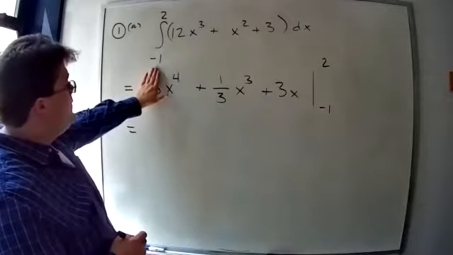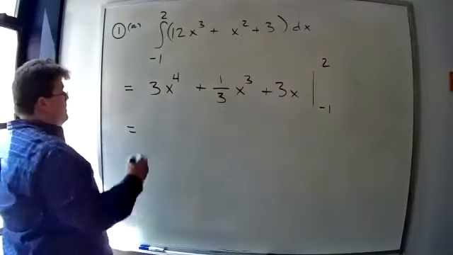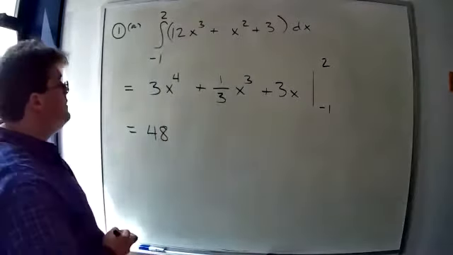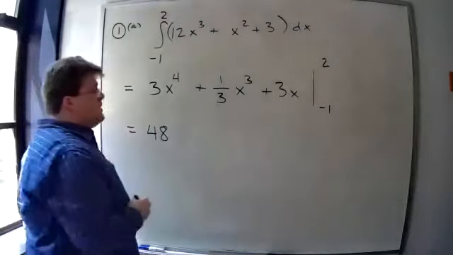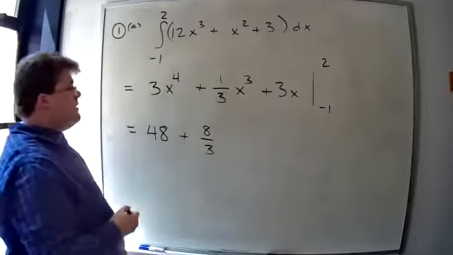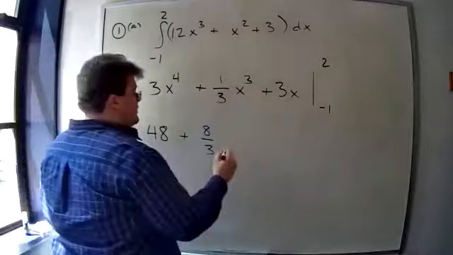At 2, 2 to the fourth is 16. 16 times 3 is 48. 2 cubed is 8. 8 times a third is 8/3. 2 times 3 is 6.